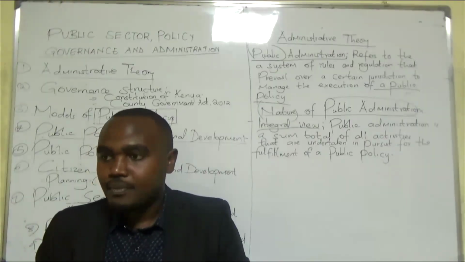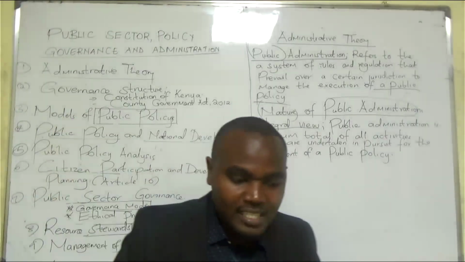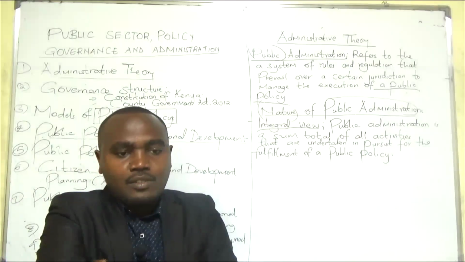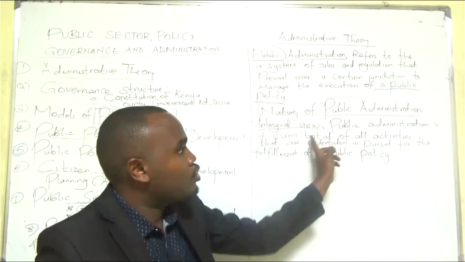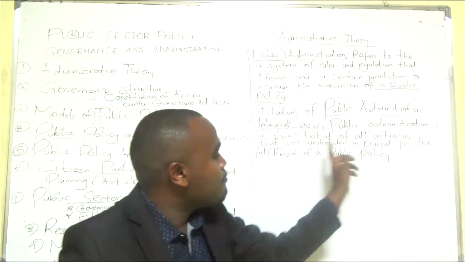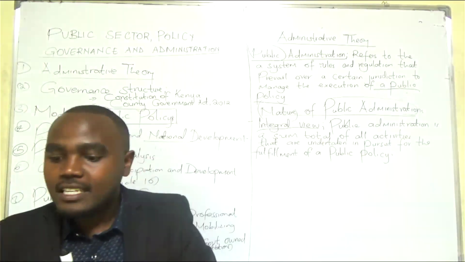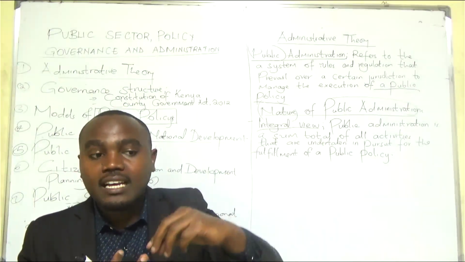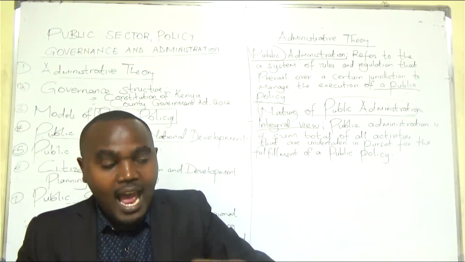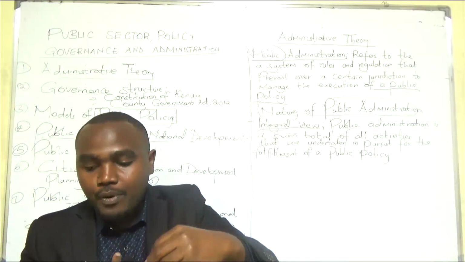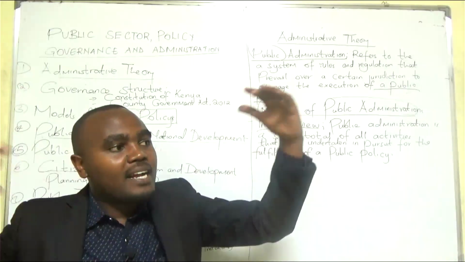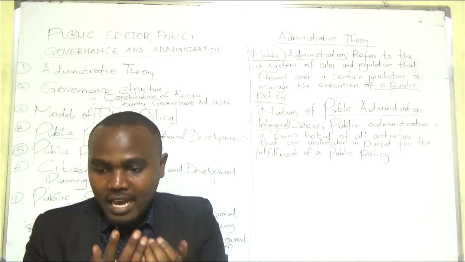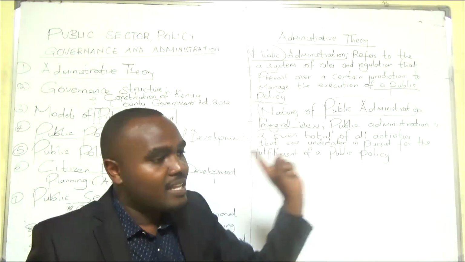For example, one, the public policy development. Somebody may ask, can you tell us what is the process of developing a public policy? What were the steps that were taken to come up with the public policy? After understanding the steps, you need to tell us how we implemented that policy. After implementing, how did we evaluate and analyze this policy? So public administration consists of all those activities that are taken so that we can fulfill a public policy. That is the first view.